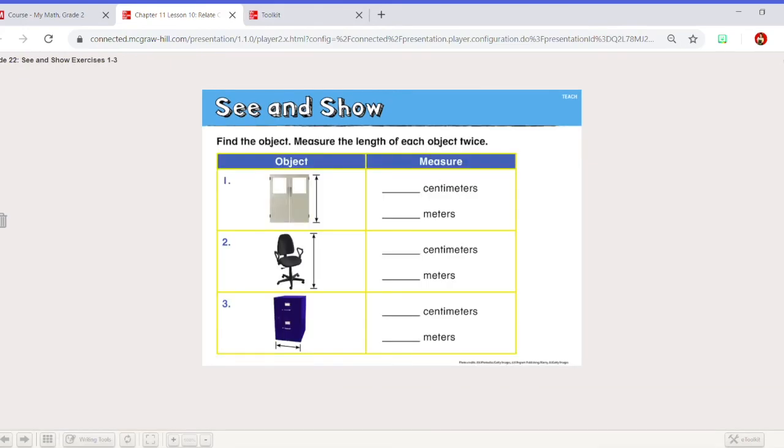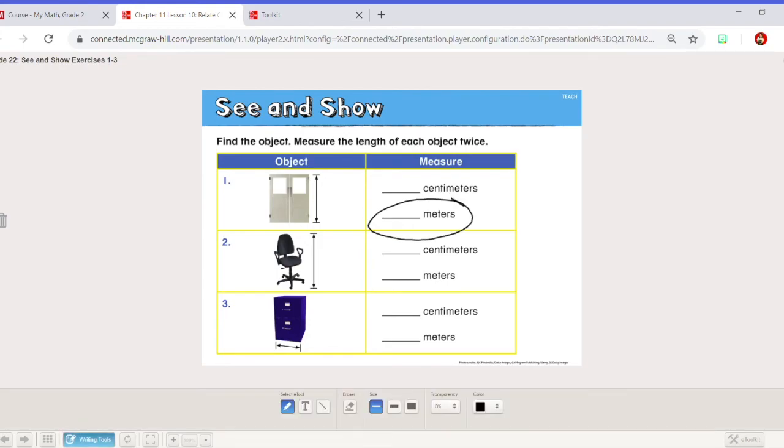In today's math, you're going to find these objects around your house. And again, if you don't have them, you can just cross it off or find something similar. You're going to measure it first in centimeters, then in meters. It's exciting to see what you come up with.